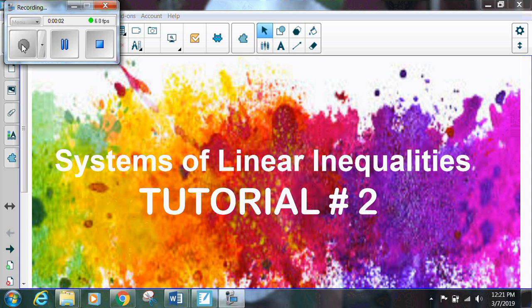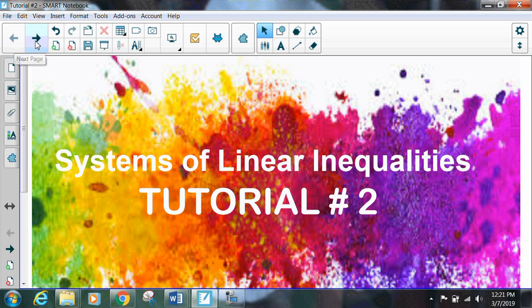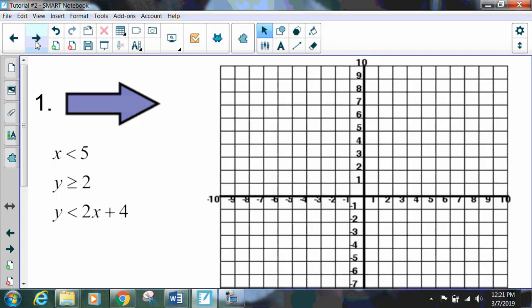Okay, here we go. Systems of linear inequalities, tutorial number 2. So last time we were graphing single inequalities. And so we're really just going to do the same thing this lesson, except instead of graphing each single inequality on a separate graph, we're going to graph them all together on the same graph and see where they overlap. And that's why we call this unit systems of linear inequalities.